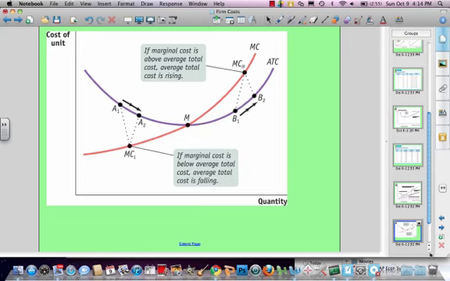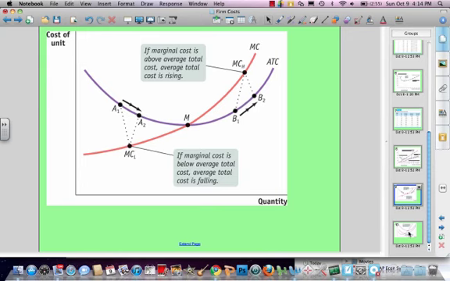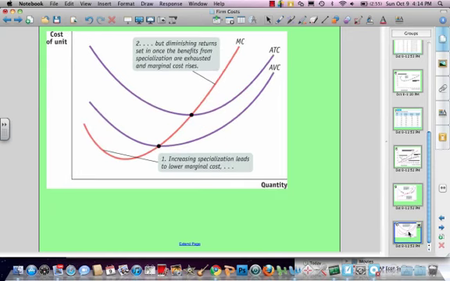Last, we'll take a quick look at marginal cost, average total cost, and average variable cost. It has marked here that increasing specialization leads to lower marginal cost. We're going to talk more about that tomorrow. Then it says, but diminishing returns set in once the benefits from specialization are exhausted and marginal cost rises. Well, yeah, that's part of the definition of the marginal cost curve, and you can see again the swoosh effect. For tonight, all I want you to do is be able to recognize what marginal cost means, what average total cost means, and average variable cost.